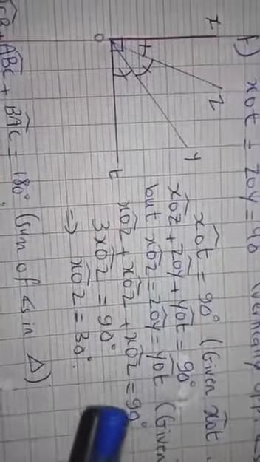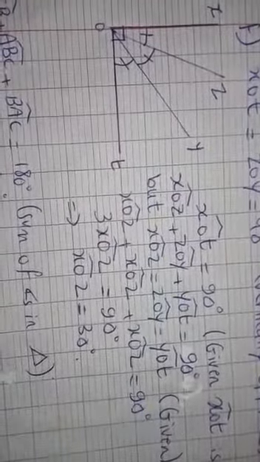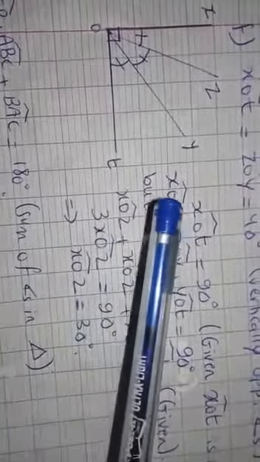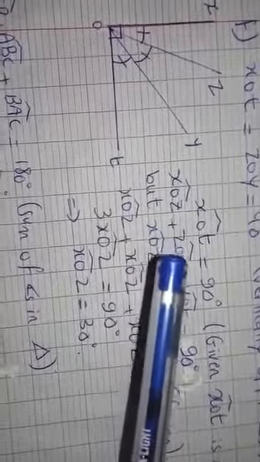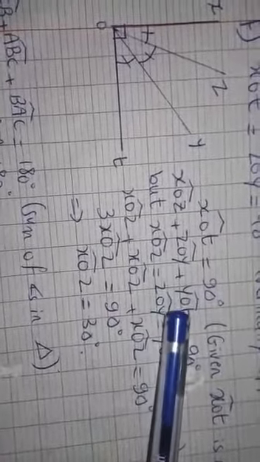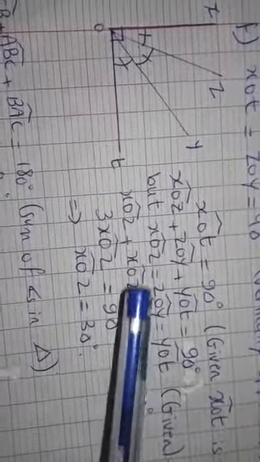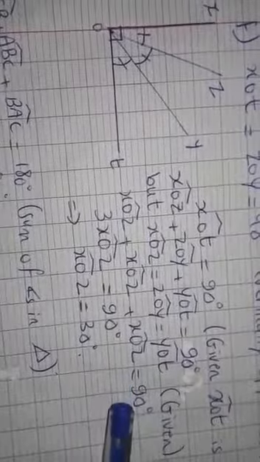But given that these three angles are equal, XOZ equals ZOY equals YOT, it is given here. Then instead of XOZ here, we put XOZ, and instead of ZOY we can also put XOZ. Why? Since XOZ equals ZOY. And also instead of YOT we can put XOZ. So XOZ plus XOZ plus XOZ, since we have three equal angles here, equals also 90.